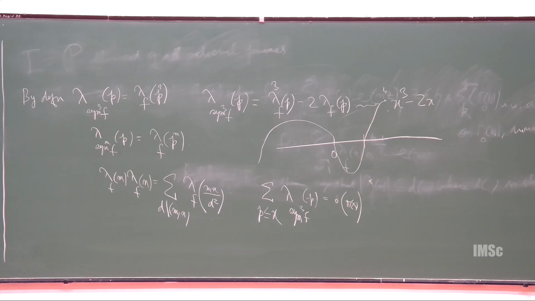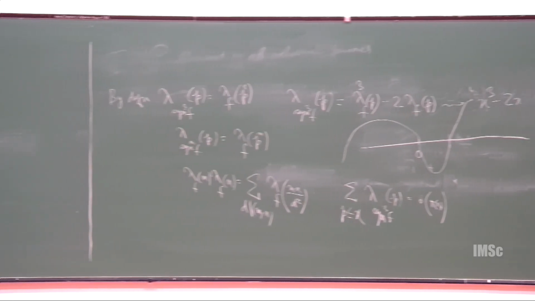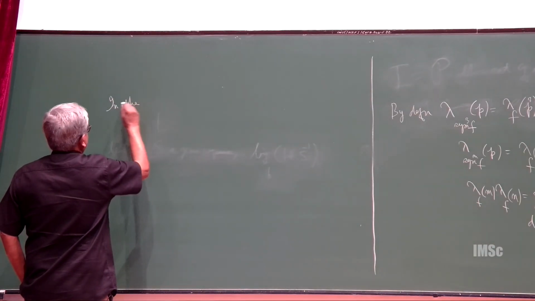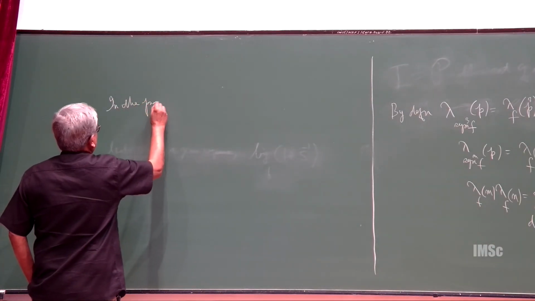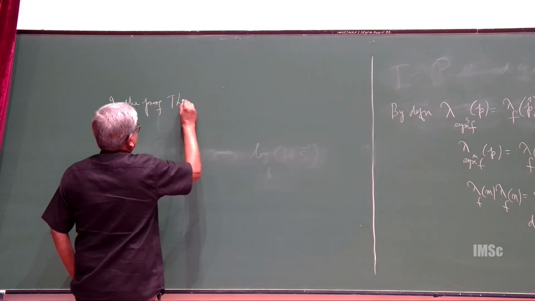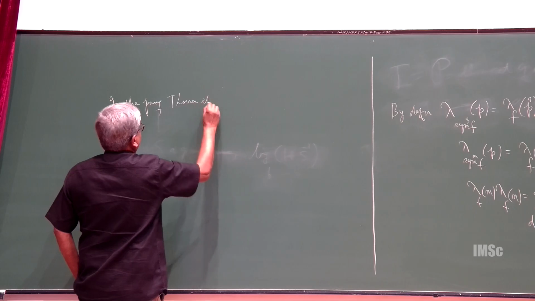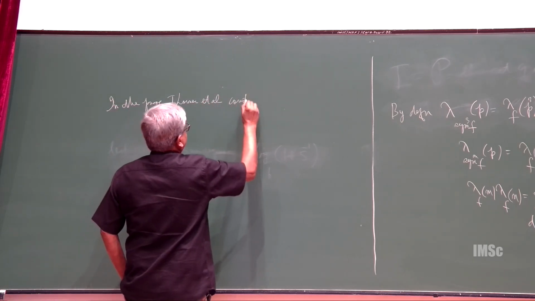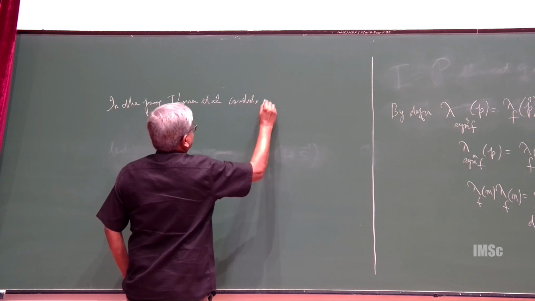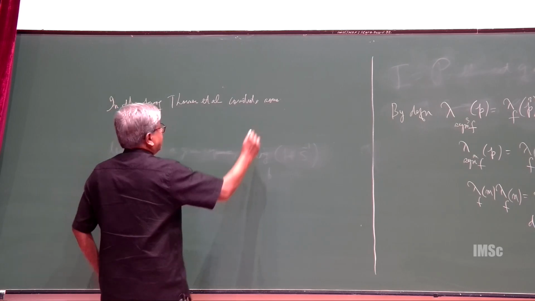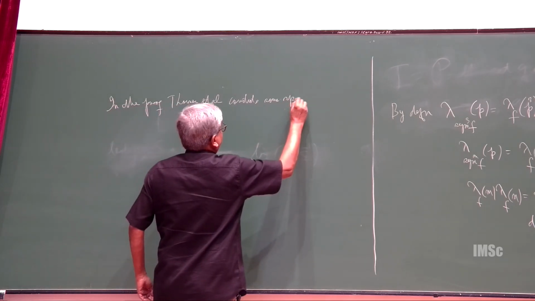So in his proof, in the proof, Thorner et al. construct some intervals where the primes won't satisfy some specific intervals.